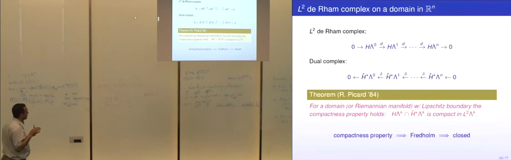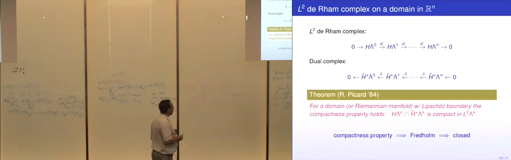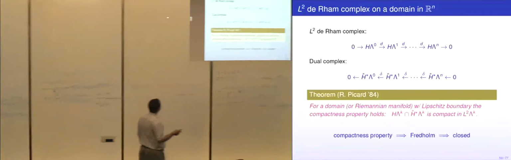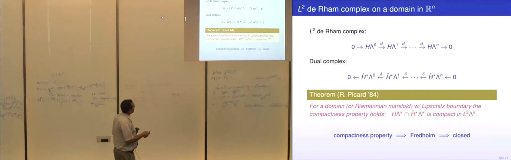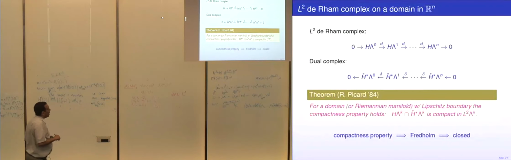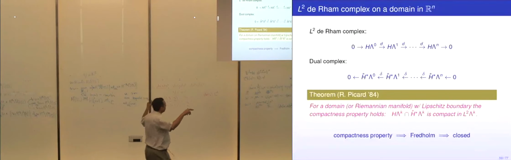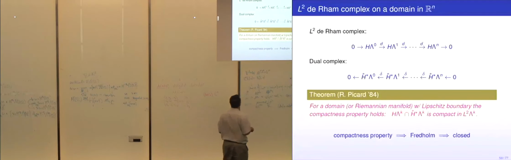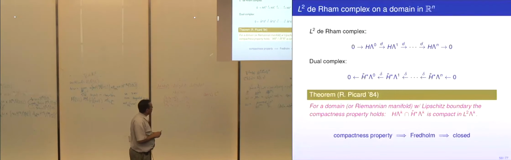And now there's the second place where you have to actually do some analysis. And this goes back to R. Picard in 1984. He took a Riemannian manifold with boundary, but we can think of a domain in Rn with Lipschitz boundary. And he said that the compactness property holds, which means that the intersection of one of these spaces with the corresponding one below is compact in L2. Okay, that's true for any domain with Lipschitz boundary. The name of the paper is an elementary proof that, so it's not too hard, but it's not that easy either. And then I remind you that the compactness property implies Fredholm.